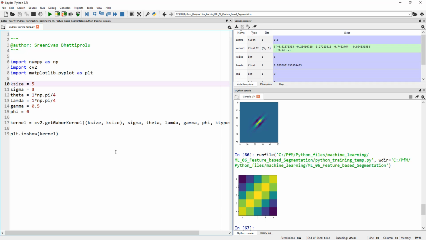Okay, but here, of course, we are doing one by one. I'm changing one at a time. So this is our kernel. Now, what does that actually mean? You can see this kernel. How does it look, and how is it going to affect your image?